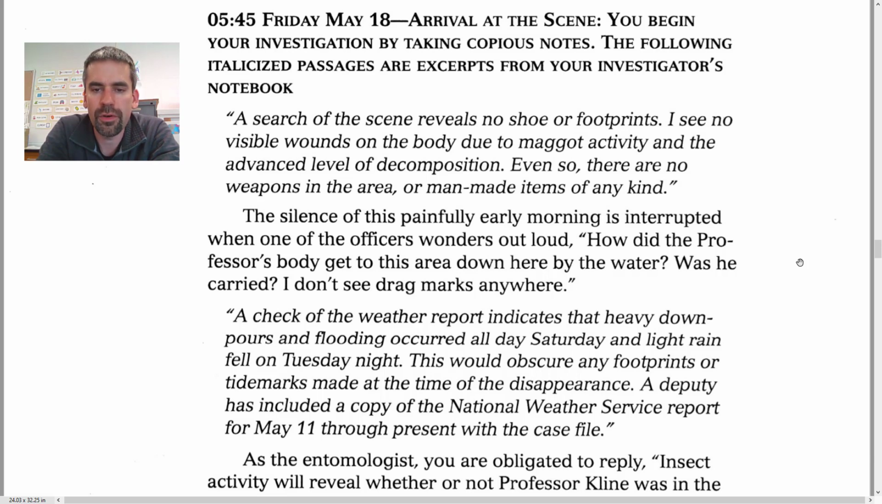The silence of this painful early morning is interrupted when one of the officers wonders out loud, "How did the professor's body get to this area down here by the water? Was he carried? I don't see drag marks anywhere." A check of the weather report indicates that heavy downpours and flooding occurred all day Saturday, and light rain fell on Tuesday night. This would obscure any footprints or tide marks made at the time of the disappearance. A deputy has included a copy of the National Weather Service report for May 11th through the present with the case file.